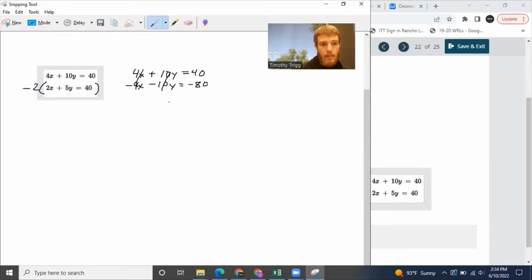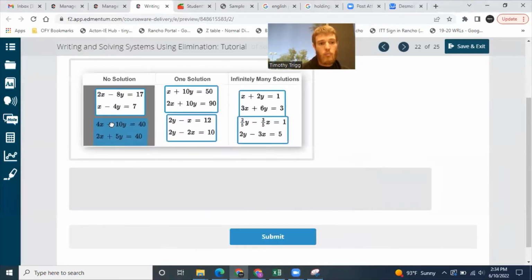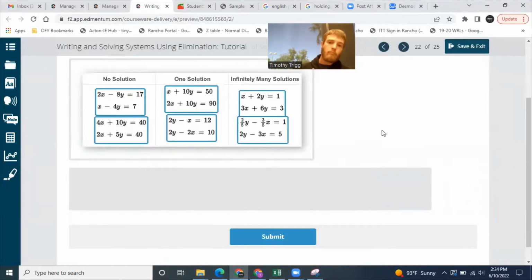Here, eliminate, that's 0, equals 40 minus 80 is -40. Well, those are not equal at all, right? So that means that these two lines will have no solution. In fact, these two lines would be parallel if you graph them.